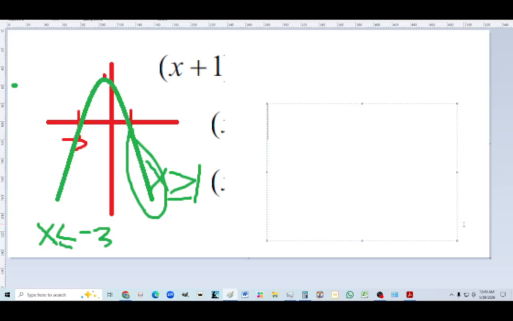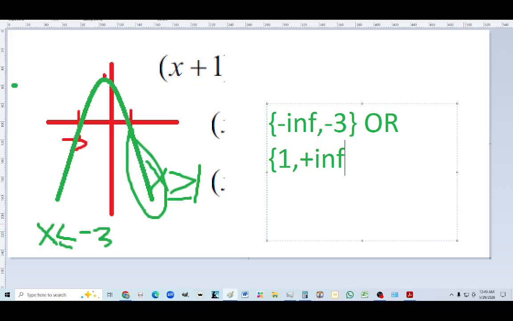We would write this in interval notation. To the left is negative infinity all the way to our minus 3. Or, we would say or because there's two possibilities, from 1 all the way to positive infinity on the right of the graph. Those are the two possible answers.